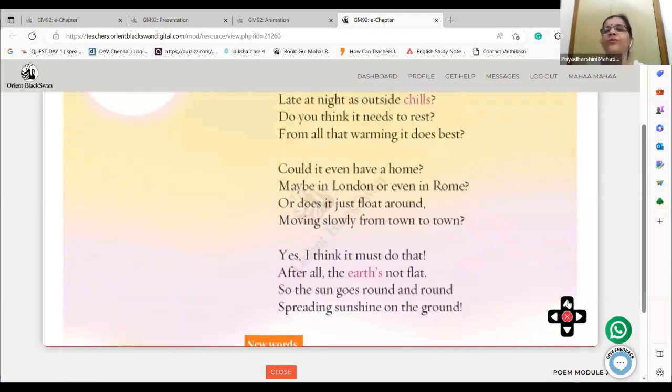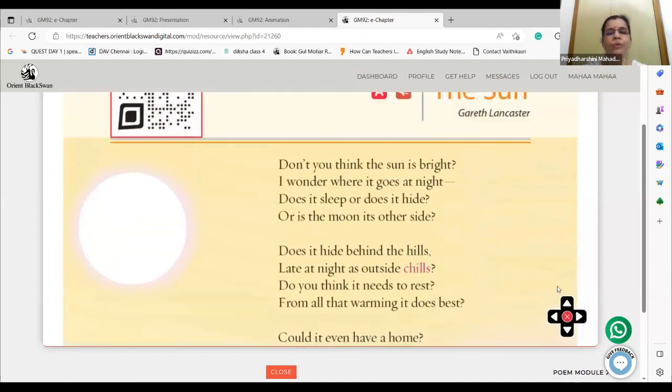Okay, thank you so much. So look at the first stanza here. It is in the form of a question. Can you see a lot of questions in the poem? Don't you think the sun is bright? Does it sleep or does it hide? Or is the moon its other side?